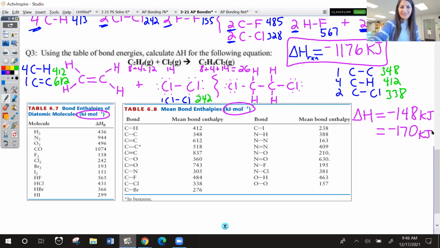Okay, awesome. Very good, you guys. Okay, and that is it for our bond enthalpy notes. So now we should be able to go into the packet to work on problems that are going to be just like this.